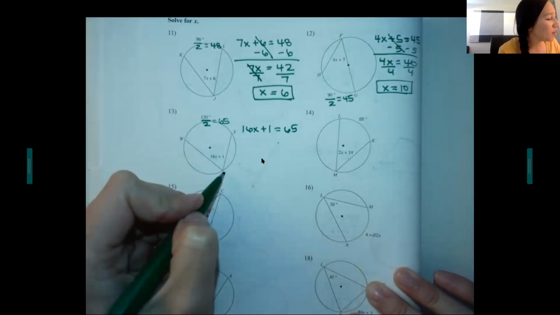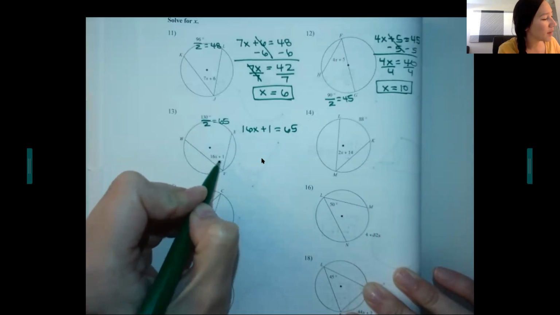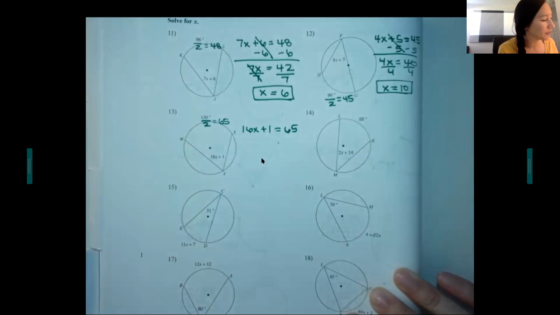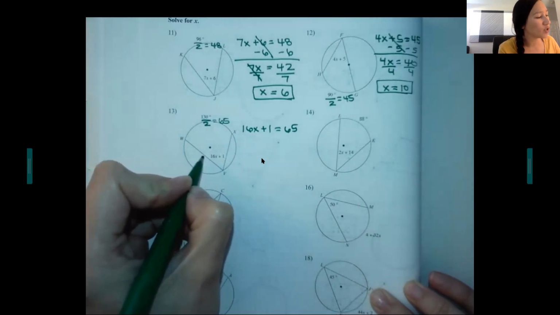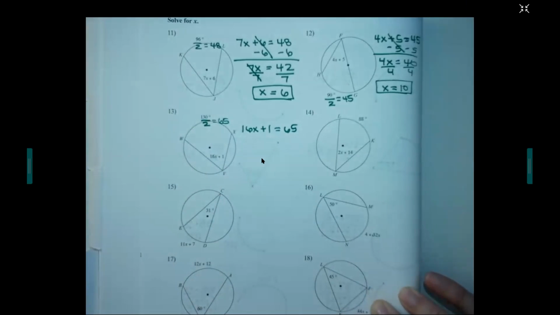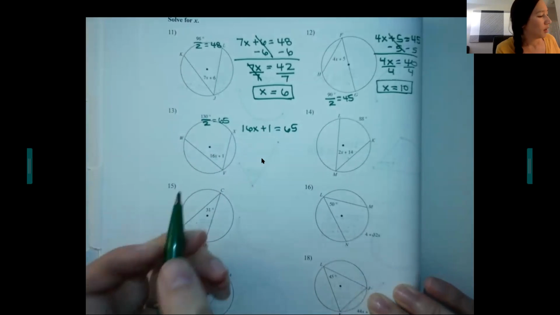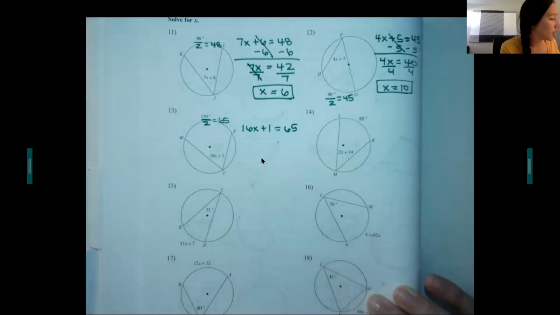So when the angle's on the circle, you're always going to have to divide the arc by 2 to make it equal to its angle. Or you could double this, but then you have to distribute, and that's a lot more work than just dividing the arc by half. It makes more sense now for me. Okay, good. Okay, so I'll do these next. I'll do 13 and 14, and then I'll give you guys each one.